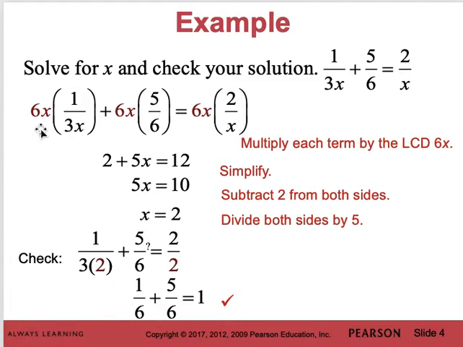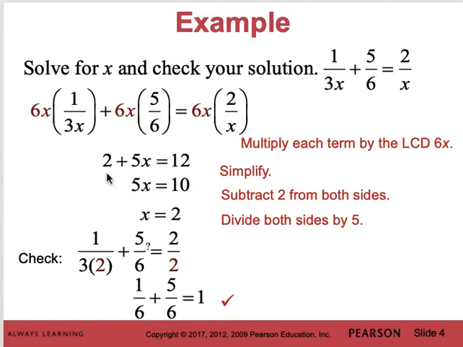If I do that here for each one, I would be left with 6x divided by 3x, and that would equal 2. 30x divided by 6, which would equal 5x. And 12x divided by x, which would equal 12. The x's would cancel.